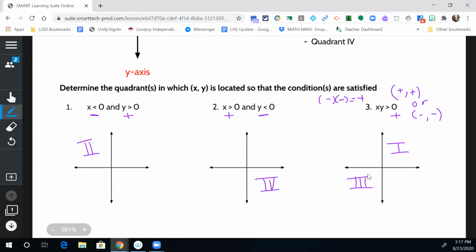Okay, that was pretty fast and furious. Now what you're going to do is your WebAssign over the Cartesian plane.